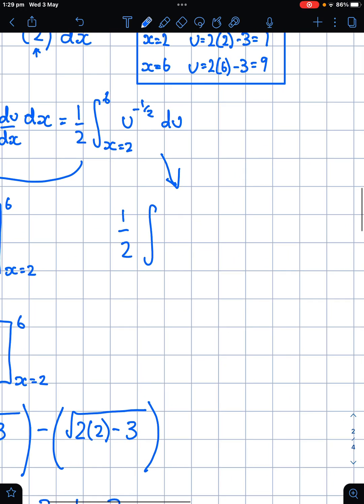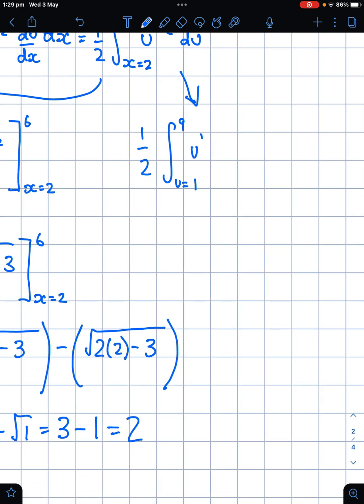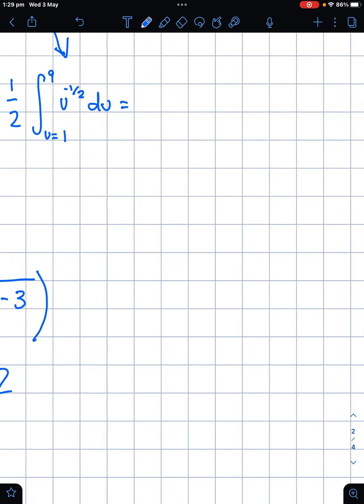So what I can do here is replace the lower bound of 2 with 1. So I can go u equals 1, and then our upper bound is 9. And then I've got u to the negative 1/2 du. We can now do our antiderivative. So this would equal 1/2.